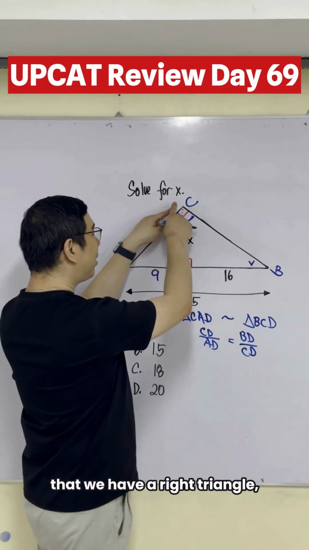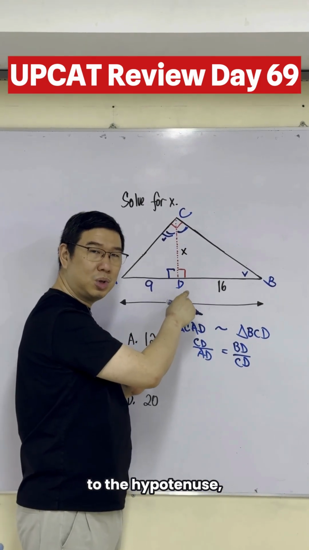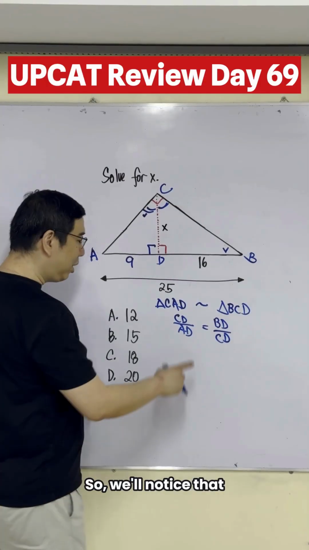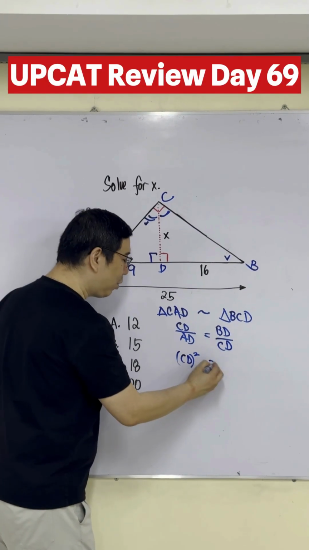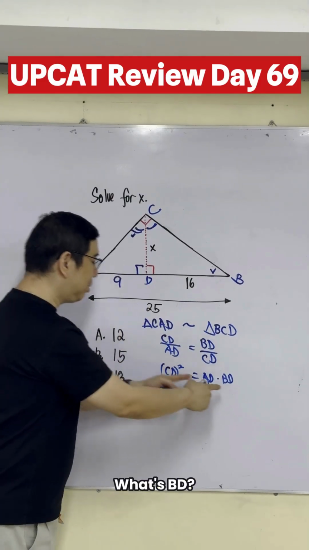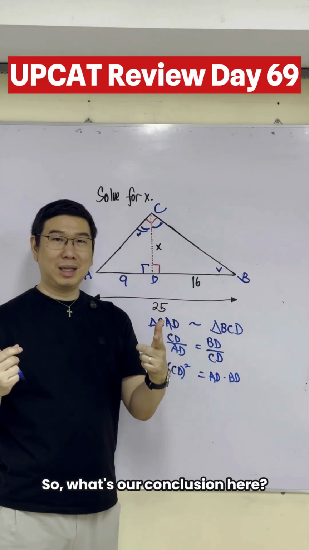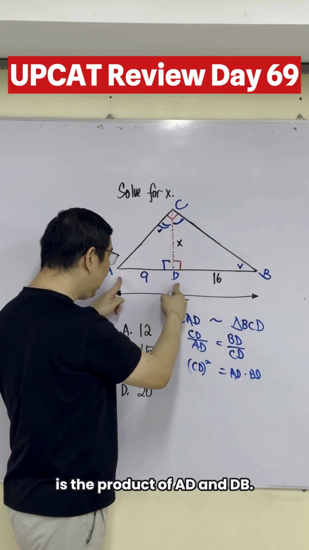Every time around that you have a right triangle where you have the altitude to the hypotenuse, this will always be the analysis. So you'll notice that CD times CD, that's CD squared, is equal to AD times BD. What's AD? 9. What's BD? Still. So ano yung conclusion natin dyan? The square of the altitude is the product of AD and BD.